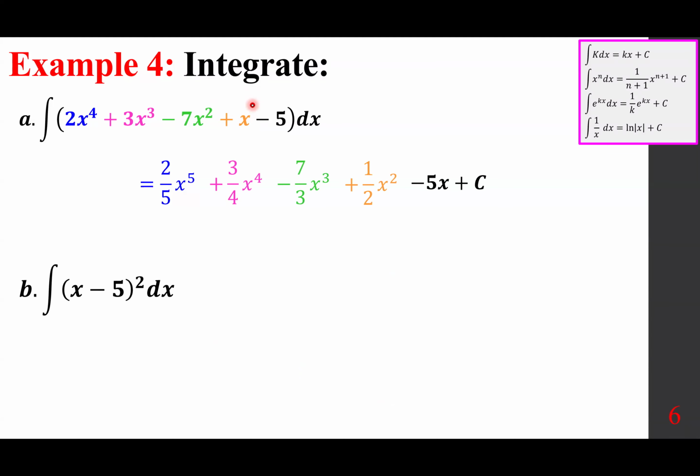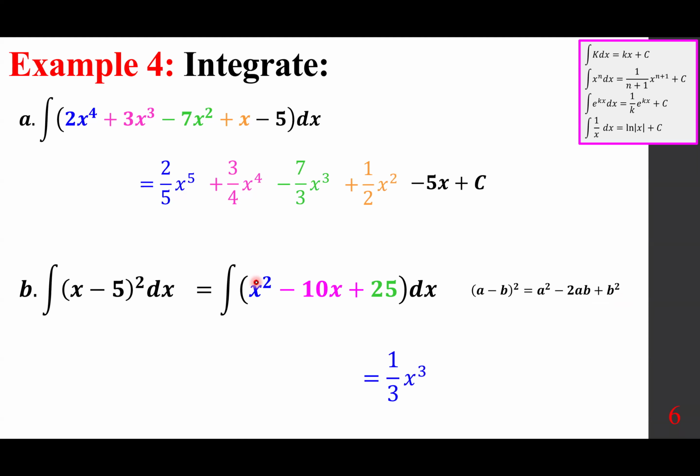The integral of x minus 5 quantity squared dx, we better expand this using a minus b quantity squared, which is a squared minus 2ab plus b squared. So this is x squared minus 10x plus 25. This gives you 1/3 x cubed. Again, this one has exponent 1, so minus 10 over 1 plus 1, or minus 10 halves, or minus 5 x squared, plus 25x and a constant.